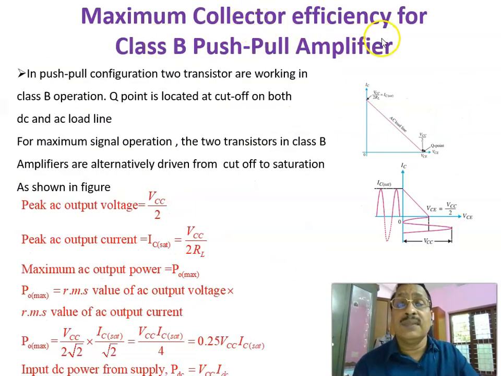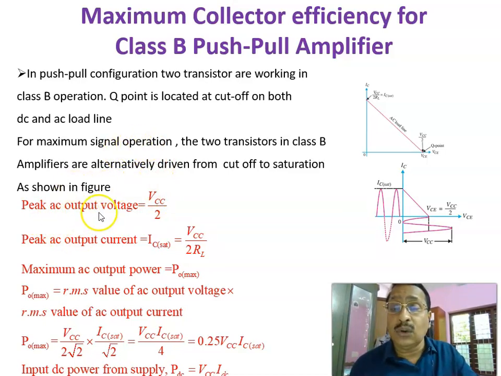Coming to the derivation of collector efficiency or conversion efficiency of a class B push-pull amplifier. In the push-pull configuration, the two transistors are working in class B operation, and the Q point will be located at cutoff on both DC and AC. Therefore the Q point will be located at this point. For maximum signal operation, the two transistors in class B amplifiers are alternately driven from cutoff to saturation.